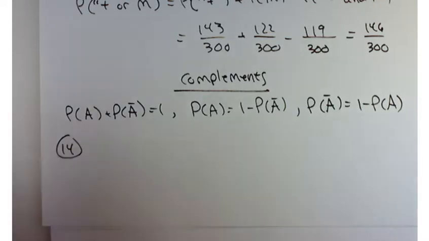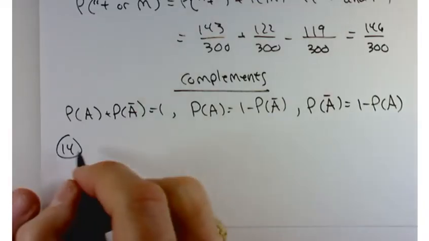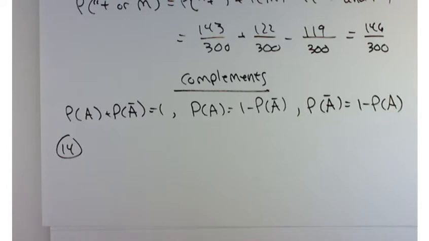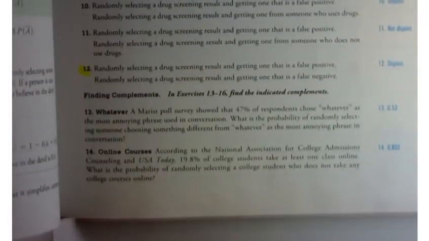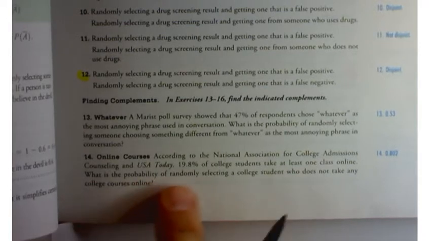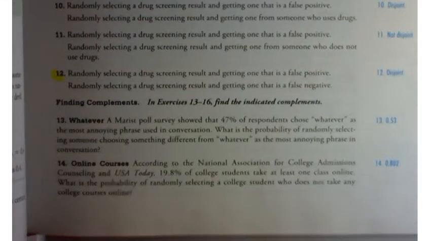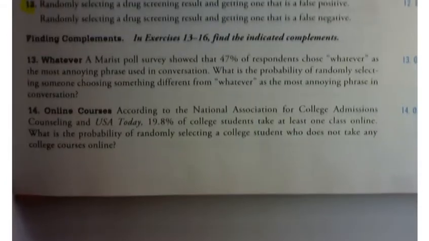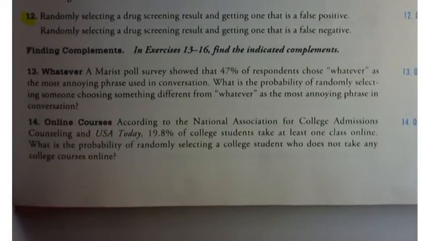Now, this might sound a little theoretical and strange, so let's bring it down to earth with a friendly example. Problem number 14. It says, according to the National Association for College Admissions and USA Today, 19.8% of college students take at least one class online. What is the probability of randomly selecting a college student who does not take any college classes online?